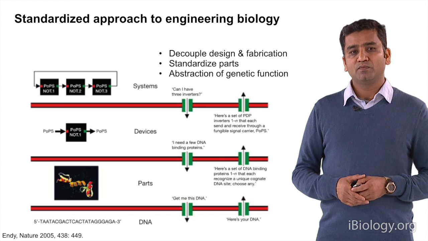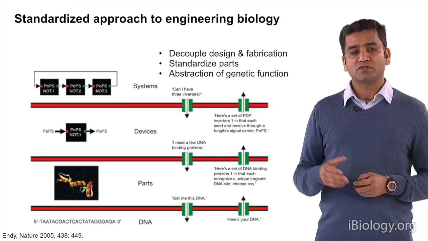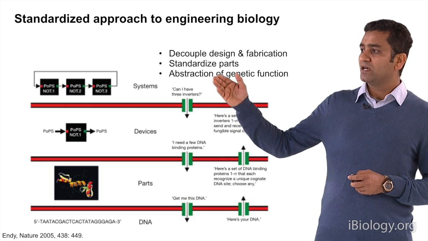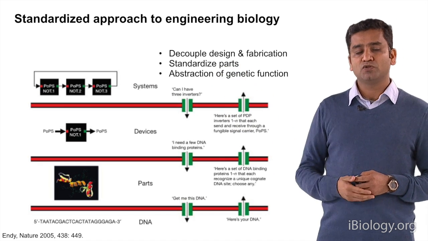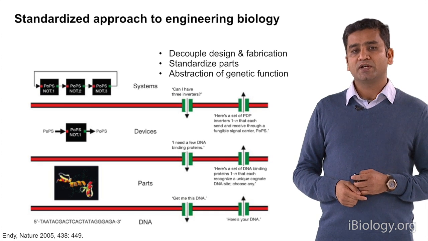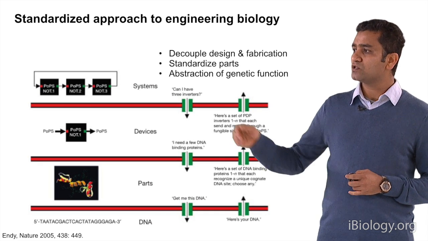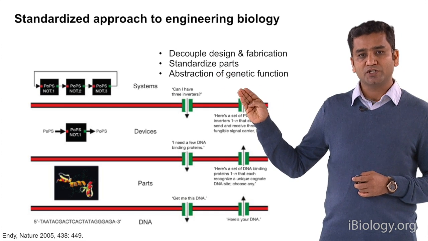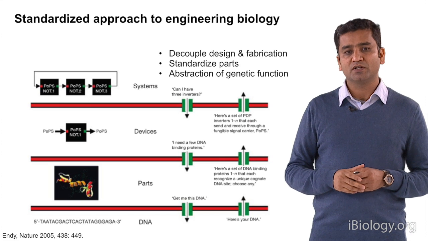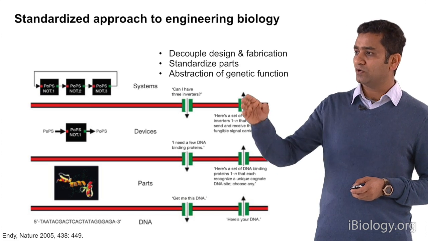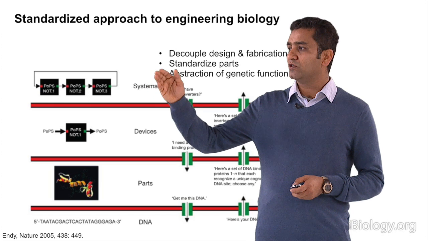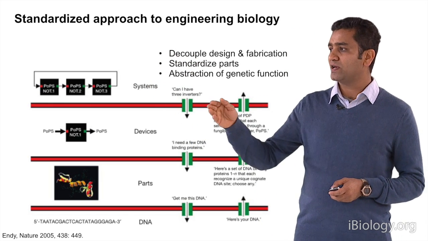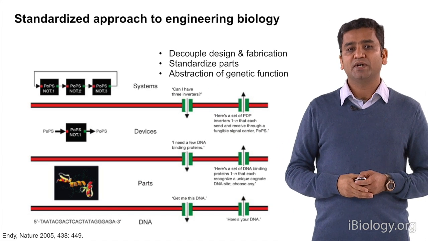So as a field, people have already proposed many of these things. This is Drew Endy's very famous review in Nature, which particularly shows three steps we need to take so that we can start solving genetic engineering at the next level. So for example, we need to decouple the design and fabrication. We need to standardize parts and part junctions, and we need to abstract genetic function. So abstraction, in terms of whether it is DNA or a part or devices or systems, means we don't need to know everything to the detail of the DNA sequence. We can abstract to a level where we are working and simplify the problem.